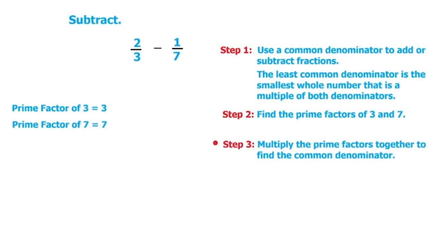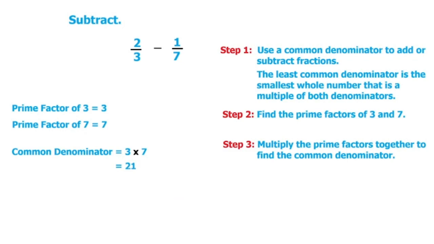So now all we have to do is multiply the prime factors together to find the common denominator. So the common denominator is just the multiplication of the two prime factors. There's only two in this case. So 3 times 7 equals 21.